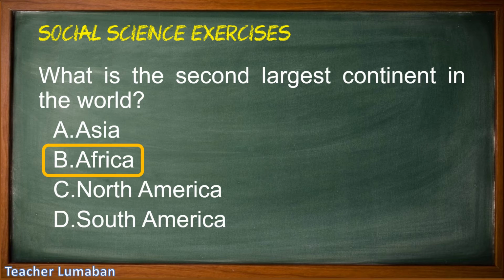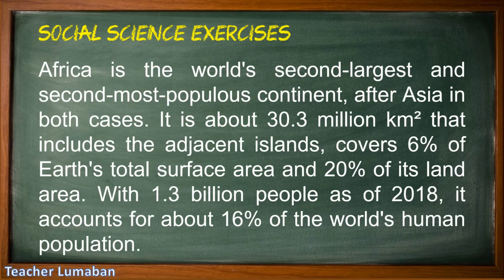Africa. Africa is the world's second largest and second most populous continent, after Asia in both cases. It is about 30.3 million square kilometers, including the adjacent islands, and covers 6% of Earth's total surface area and 20% of its land area. With 1.3 billion people as of 2018, it accounts for about 16% of the world's human population.